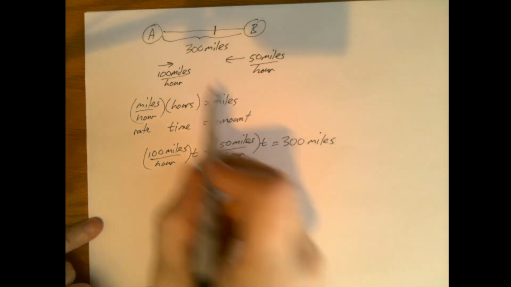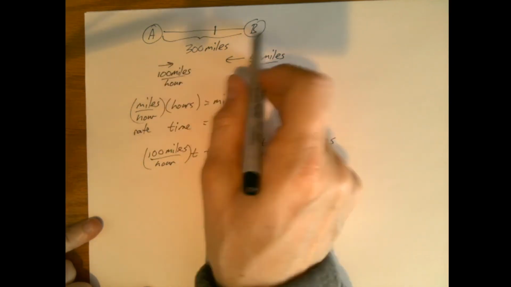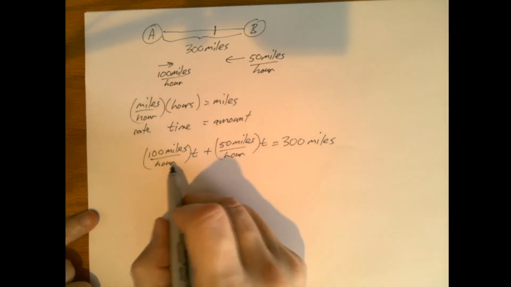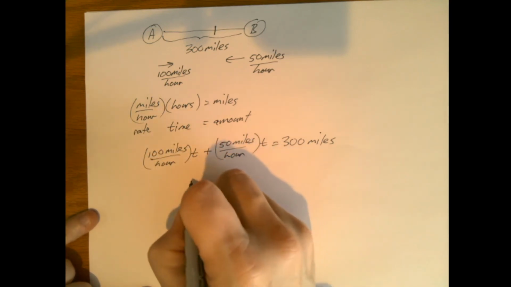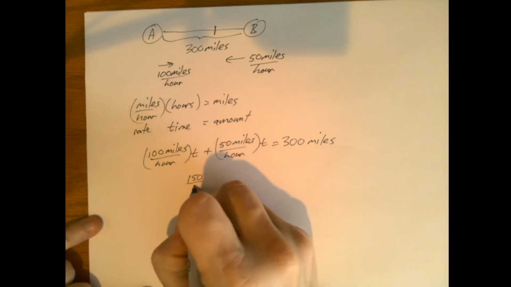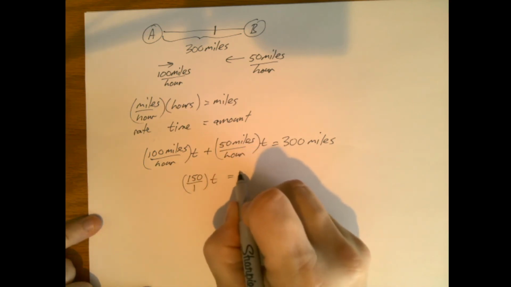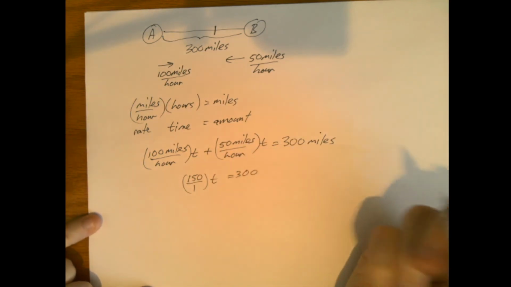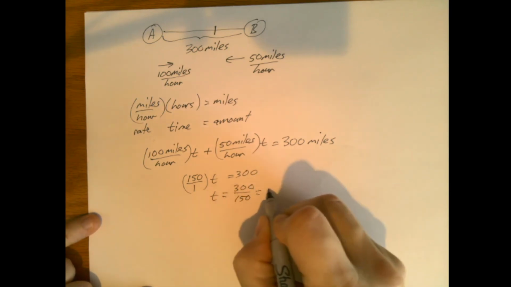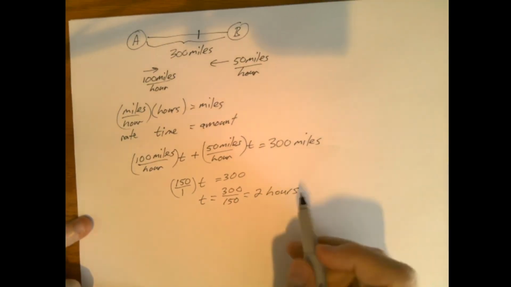In our painting problem, we were trying to complete one house, so the amount was one house. Here we're completing a total distance of 300 miles, so that's what we use here. So 100 miles per hour plus 50 miles per hour will be 150. If we want to keep it as a fraction, it'd be like this, times t equals 300. Okay, so we get t is 300 divided by 150, which is 2 hours. So it takes 2 hours before they meet.